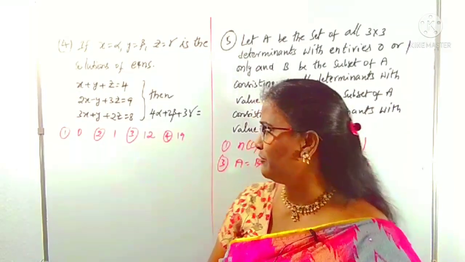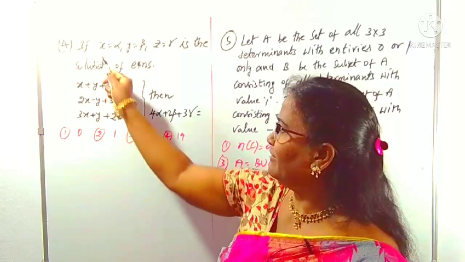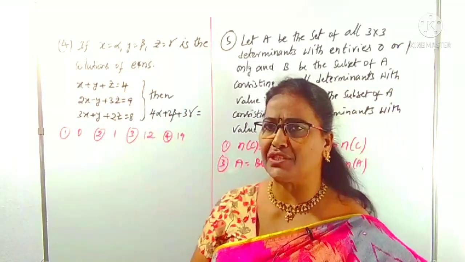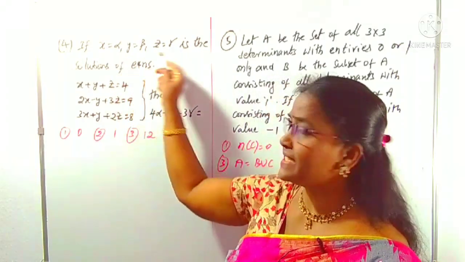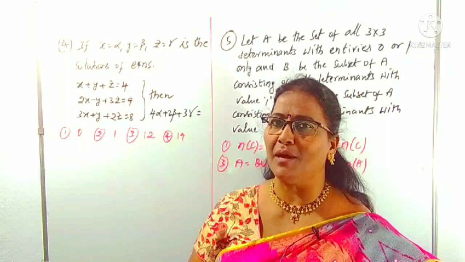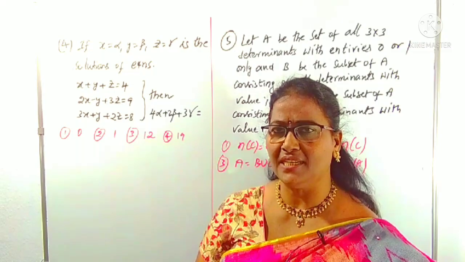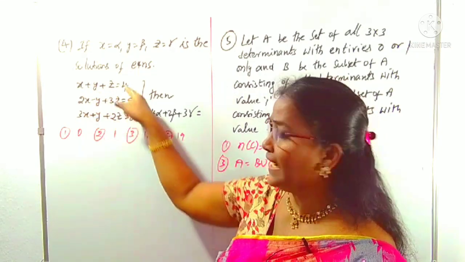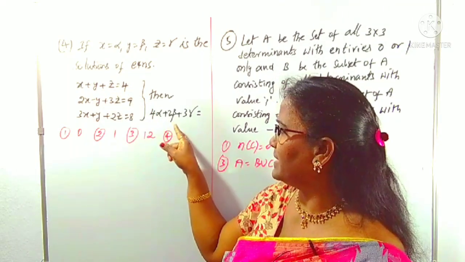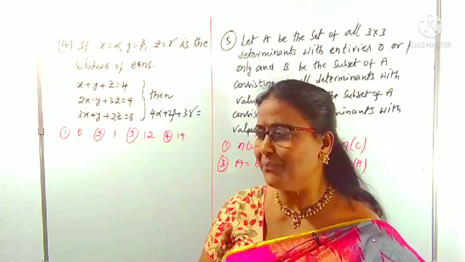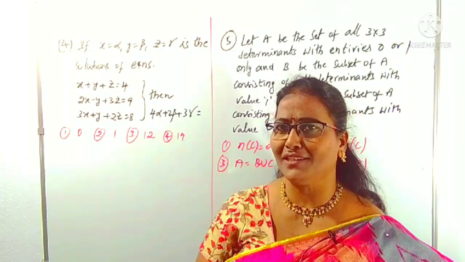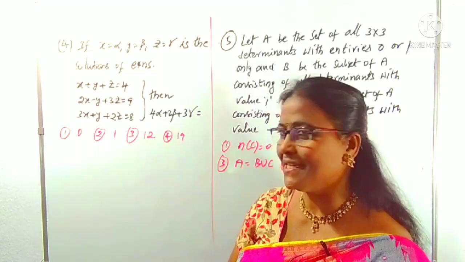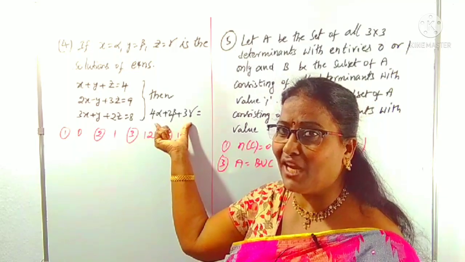Let's look at question number 4. What is given here? If x is equal to alpha, y is equal to beta, z is equal to gamma is the solution of the equations. Means what? In x, y, z place, alpha, beta, gamma. Their solution means they satisfy the equations. So the equations are like this. Then he is asking the value of 4 alpha plus 2 beta plus 3 gamma. So there are 4 options like this. You know, in a simple way, within 2 seconds, you can get this solution. We need this resultant value.